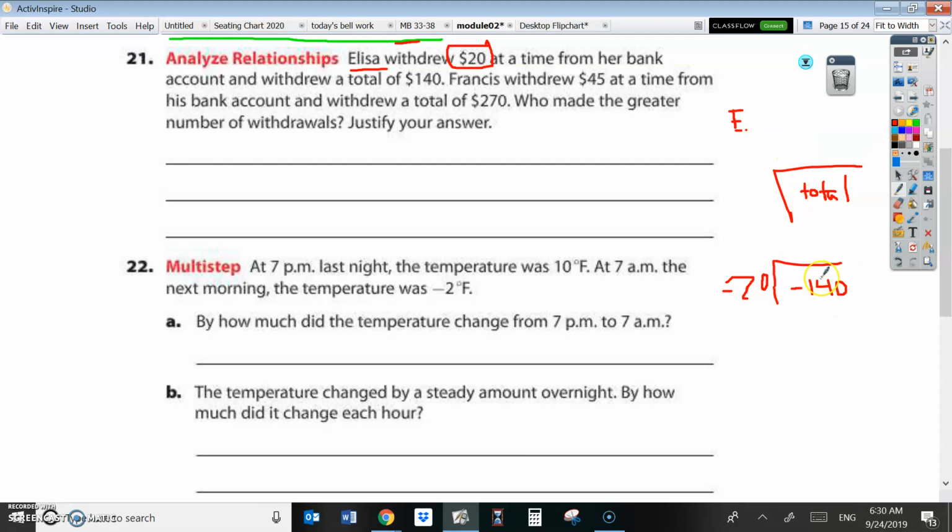Okay, so 14 divided by 2 is 7. And then let's work Francis over here. Francis withdrew $45 at a time from his bank account and withdrew a total of $270. So Francis has negative $270. $45 at a time.